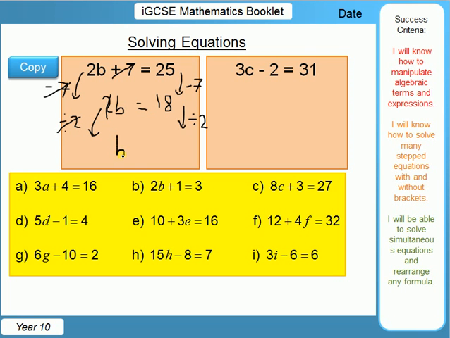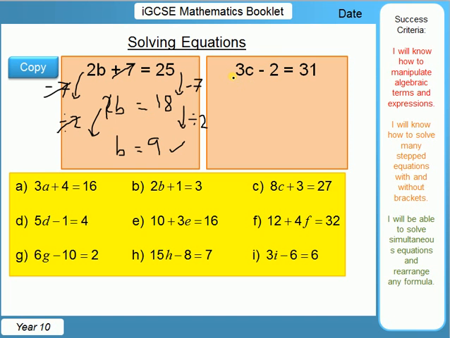We're left with just b on its own, and 18 divided by 2 is equal to 9, and we have our correct answer. B is 9. If you're not sure that's the correct answer, well, let's try and check. B is 9. 9 times 2 is 18. 18 plus 7 is 25. We know we have the correct answer. That is marks in the bag, as I like to call it.